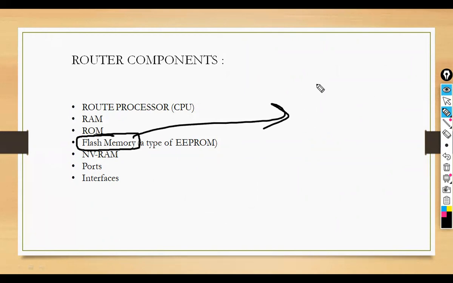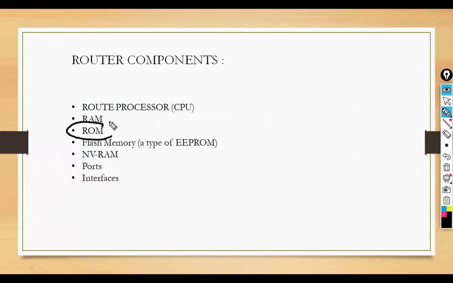Now you have another one called flash memory. Flash memory stores iOS. I told you, you have iOS, Internetwork Operating System, in the routers. And where will it be stored? It will be stored in the flash memory. Some routers have inbuilt flash memory, while some have an external flash card. That depends upon the model. Now, another component, ROM.